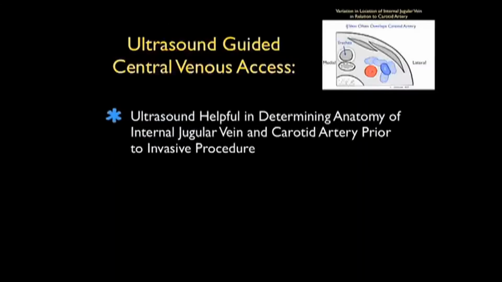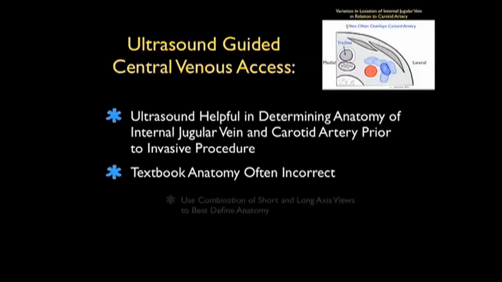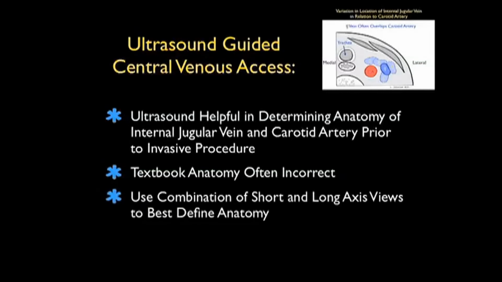In conclusion, thanks for tuning in for part 1 of ultrasound-guided central venous access. I hope I've been able to score the point that ultrasound is very helpful in determining the relative anatomy of the internal jugular vein and carotid artery prior to an invasive procedure, as the textbook anatomy of the vein to artery is often incorrect. And it's best to use a combination of short and long axis views prior to a puncture attempt to best define the anatomy.